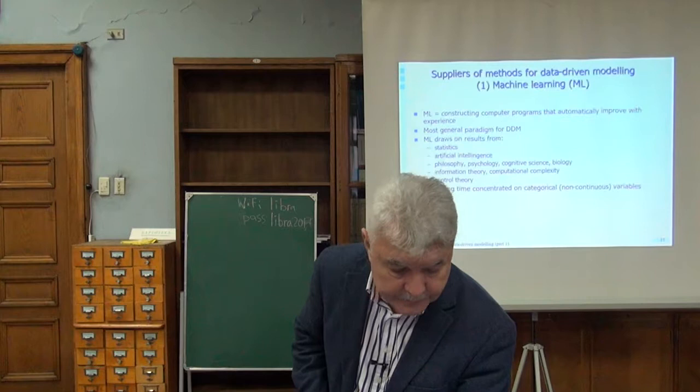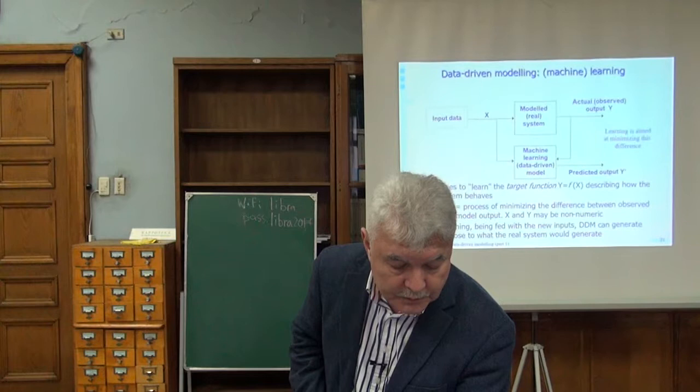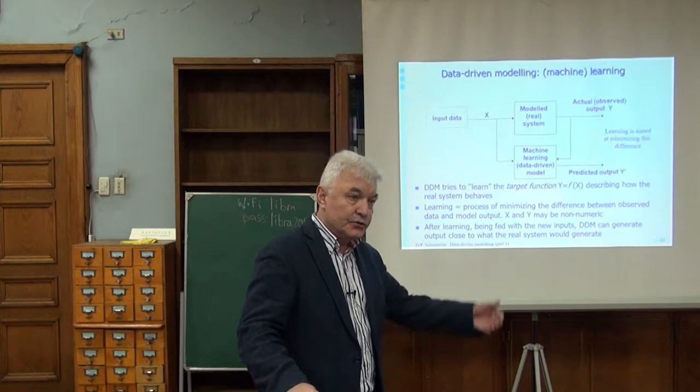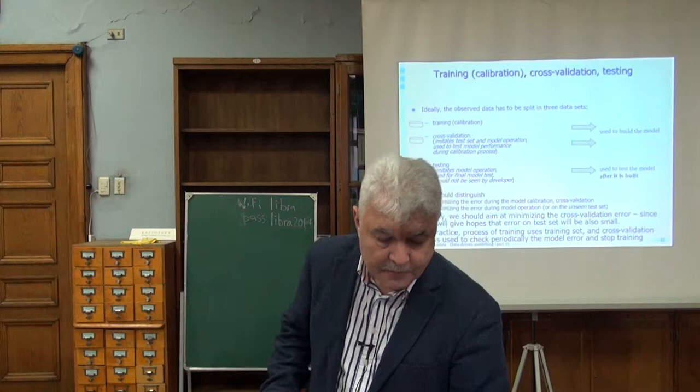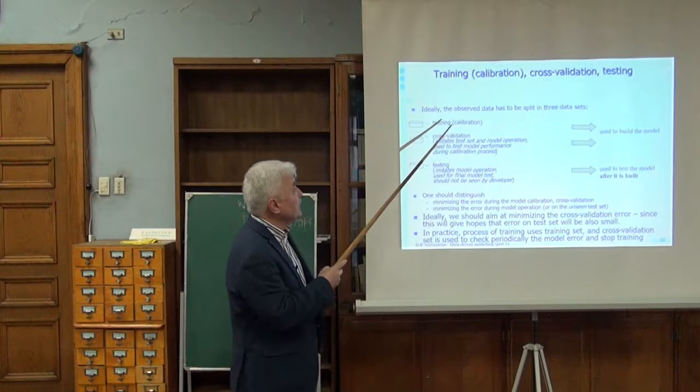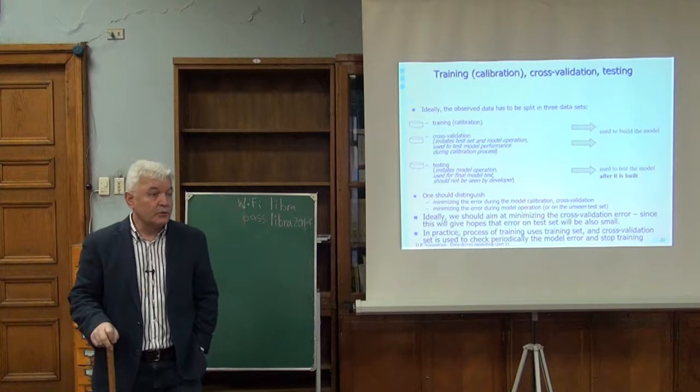Okay, let's skip this. So machine learning. Again, machine learning is a machine that learns from data. It learns relationships between the variables, okay? We discussed this already. Now let's discuss again, because repetition is mother of training, how should we arrange data that is used to train our statistical or data-driven models?